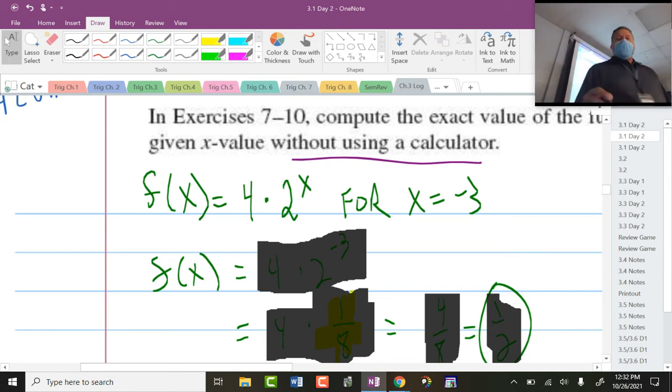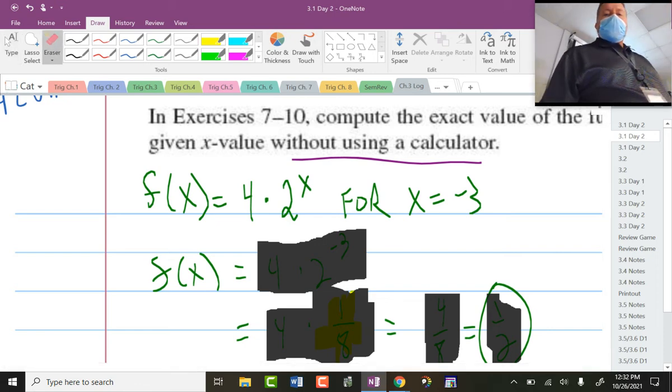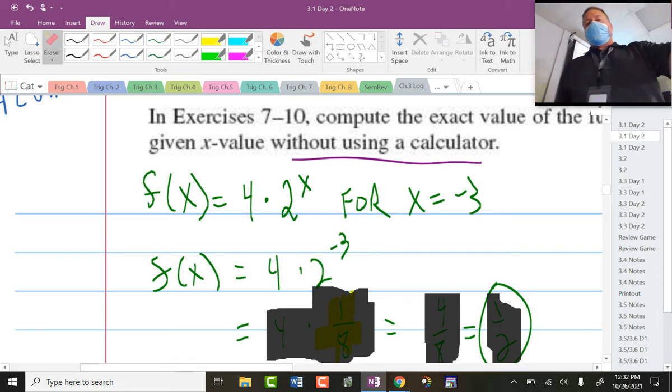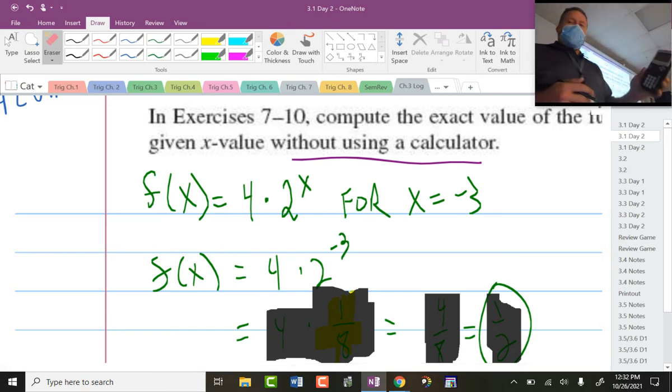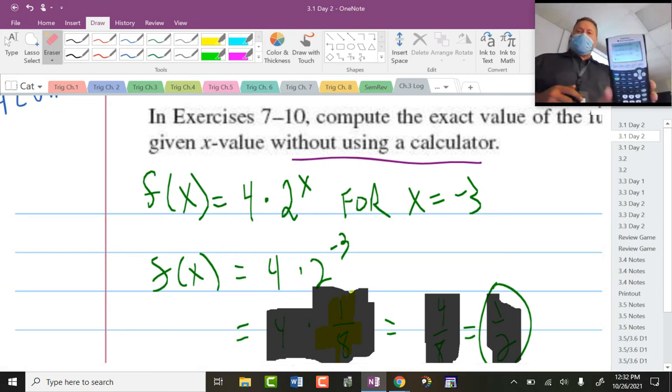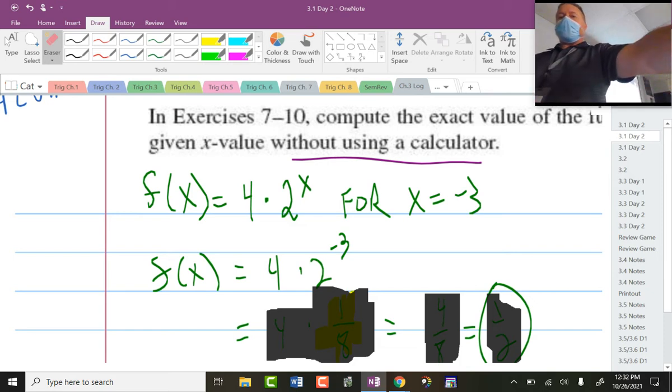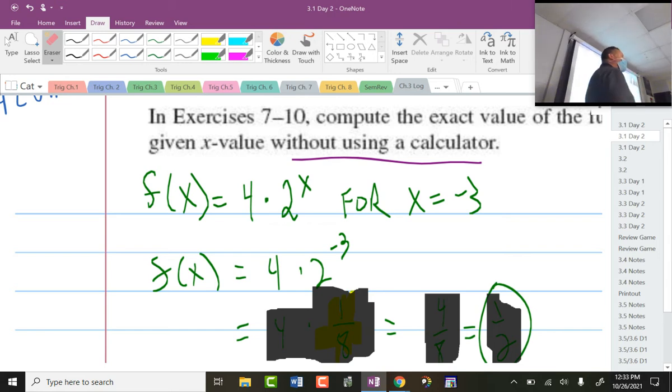Whoever gets picked next, this is what you do. You, of course, substitute. Gabby, right? You can see in the video if you think I'm lying. You just got picked again. You replace x with negative 3. So again, this is what I told my students last hour.